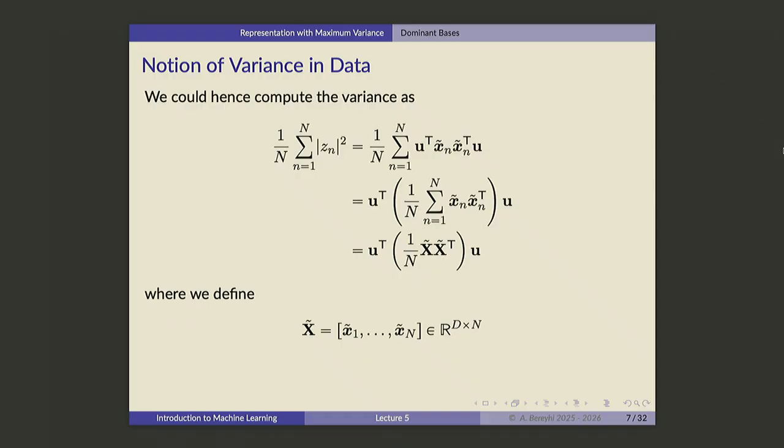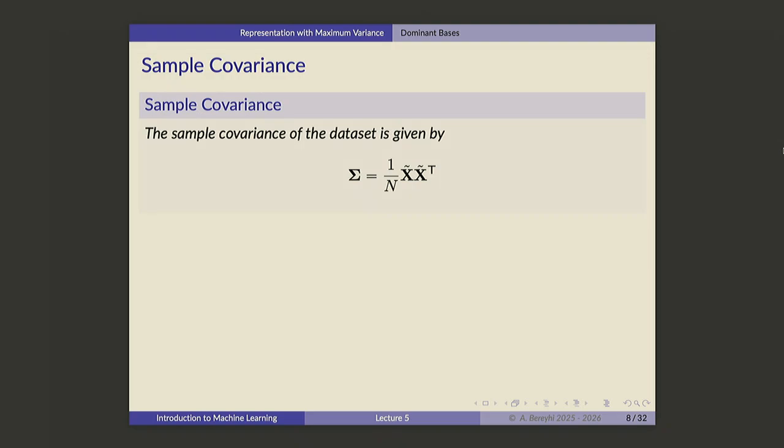Cool. So now the term that I want to maximize depends on u in this form: u transpose some matrix times u. And that matrix is 1 over n x tilde times x tilde transpose. This is what you call the covariance matrix of your data set. And does anyone have an idea why this is a covariance matrix, or sample covariance?